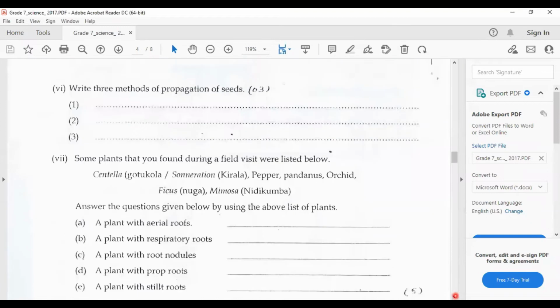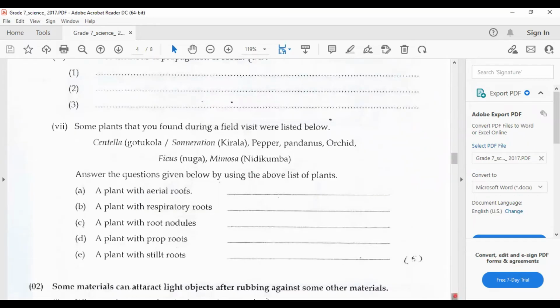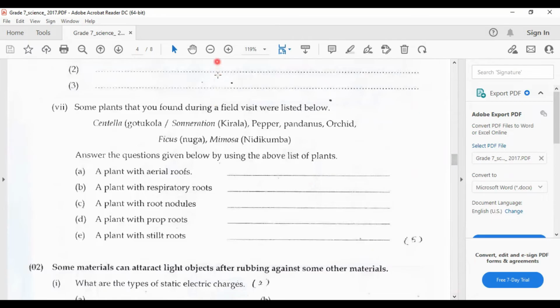Seventh one, some plants that you found during a field visit were listed below. Centella means Gotukola, Sonneratia means Kirala, pepper. Pepper, pandanus, orchid, ficus, that means nuga, mimosa, Nidikumba are there. Answer the questions given below by using the above list of plants.